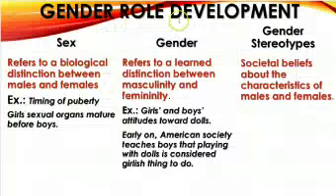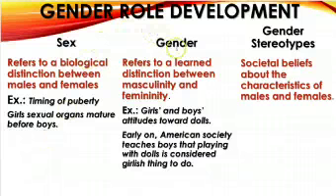Gender role development: sex, gender and gender stereotypes. Sex refers to a biological distinction between males and females. Example, at the time of puberty, girls' sexual organs mature before boys. They usually go into puberty before boys.